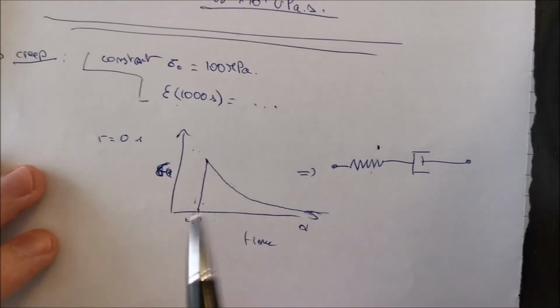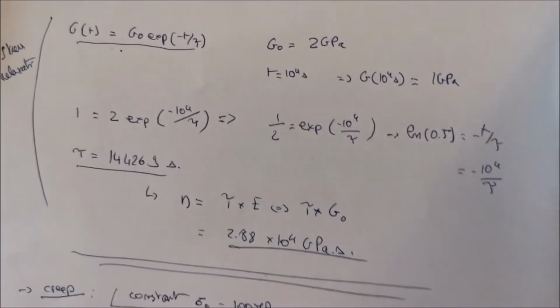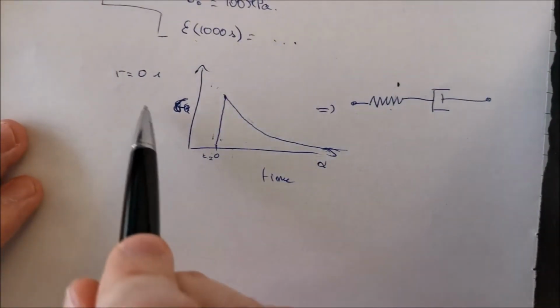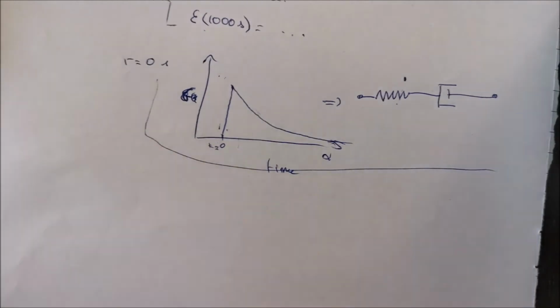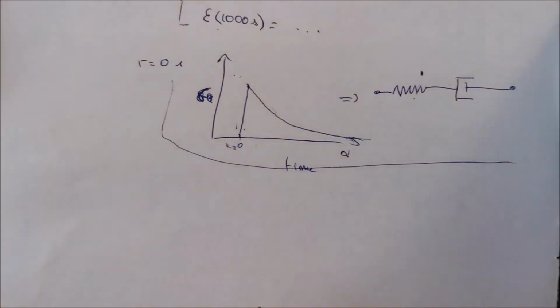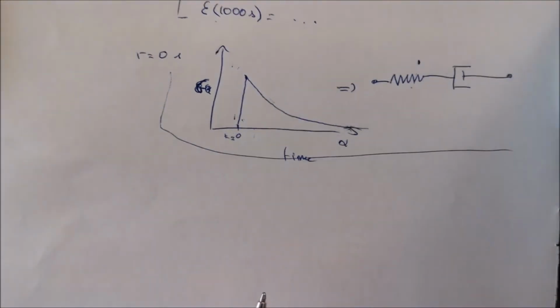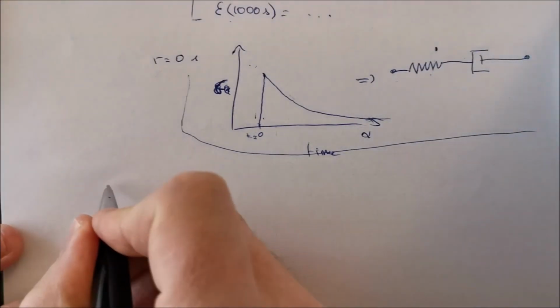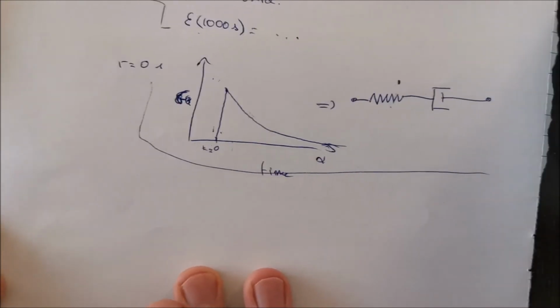So from this expression that you saw here, you have to be able to recognize that we are working with a system that can be modeled by a Maxwell model. If you know this, then we can start to work on the derivation. So let's set up our Maxwell model.